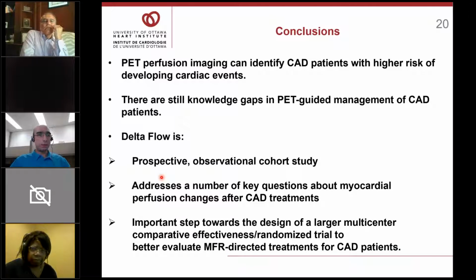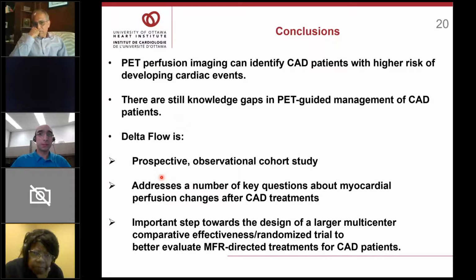As a conclusion, PET perfusion imaging can identify CAD patients with higher risk of developing cardiac events. There are still knowledge gaps in PET-guided management of CAD patients. Delta Flow is a prospective observational cohort study. It addresses a number of key questions about myocardial perfusion changes after CAD treatments, and is an important step towards the design of a larger multi-center comparative effectiveness or randomized trial to better evaluate MFR-directed treatments for CAD patients.